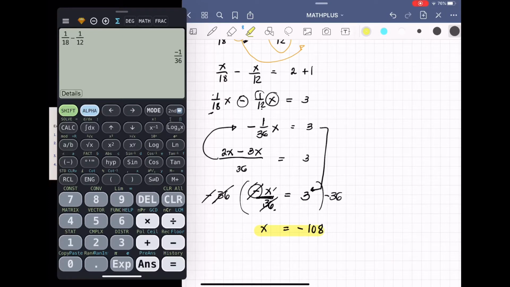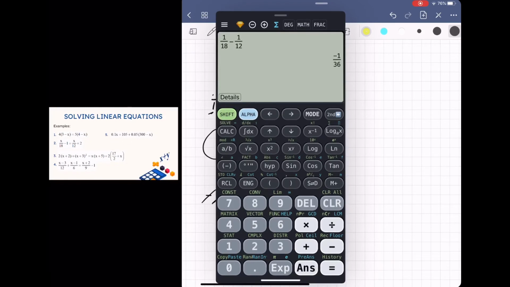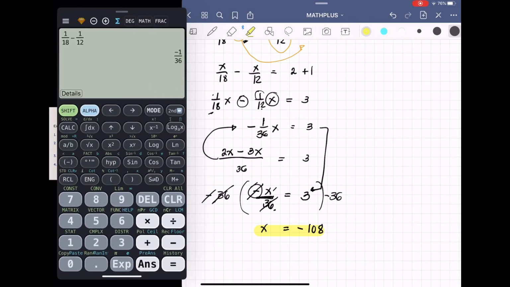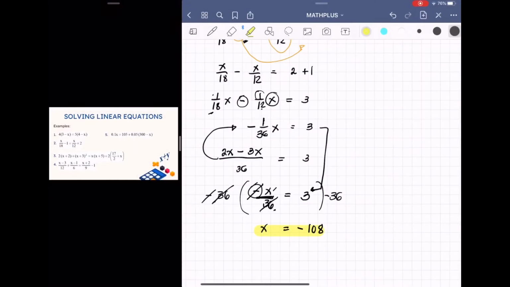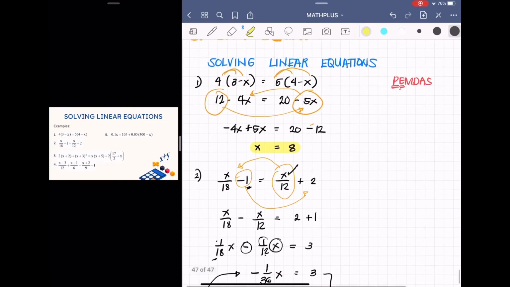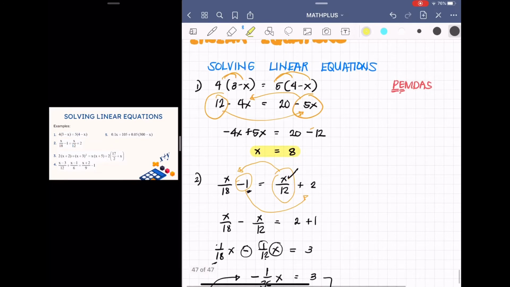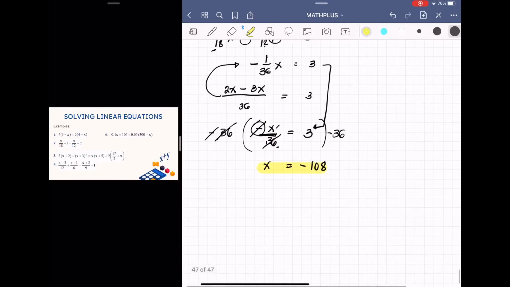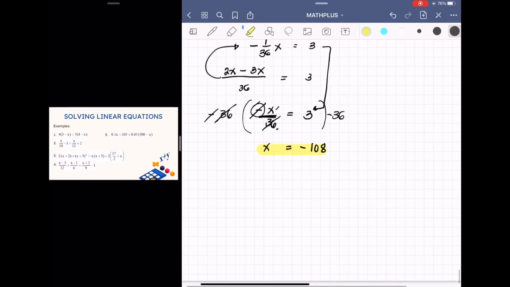Okay. The question I get the most from students is, what do you do first when you're solving for the unknown? Do you add first? Do you subtract first? Do you multiply or do you divide first? Okay. For you to be able to know that, let us take number 3 as an example.